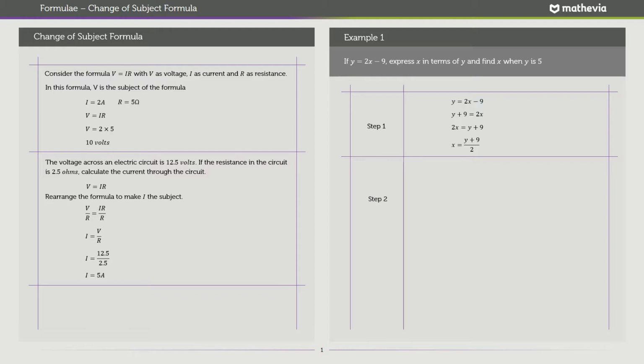But let's go ahead. We have the formula x equals y plus 9 over 2, and now we can find x when y is 5 by simply substituting 5 for y in the formula. And basically what we have in the end is x equals 7. Simple, straightforward. Let's move on.